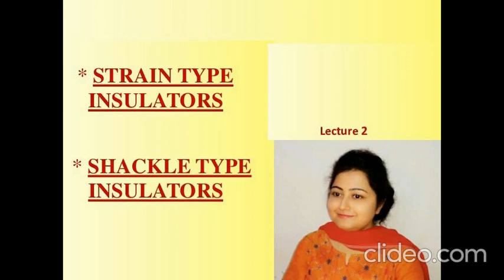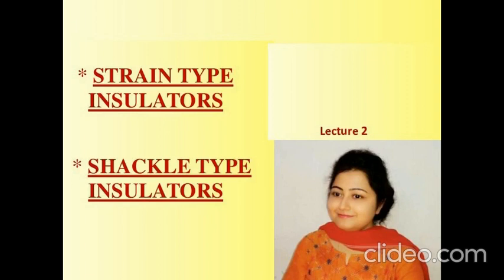Now come to the strain type insulator. When a string of suspension insulators is used in a horizontal position, it is known as a strain insulator. They are used at the line terminals or at road or river crossings. And up to 11 kilovolt, shackle insulators are used for this purpose.